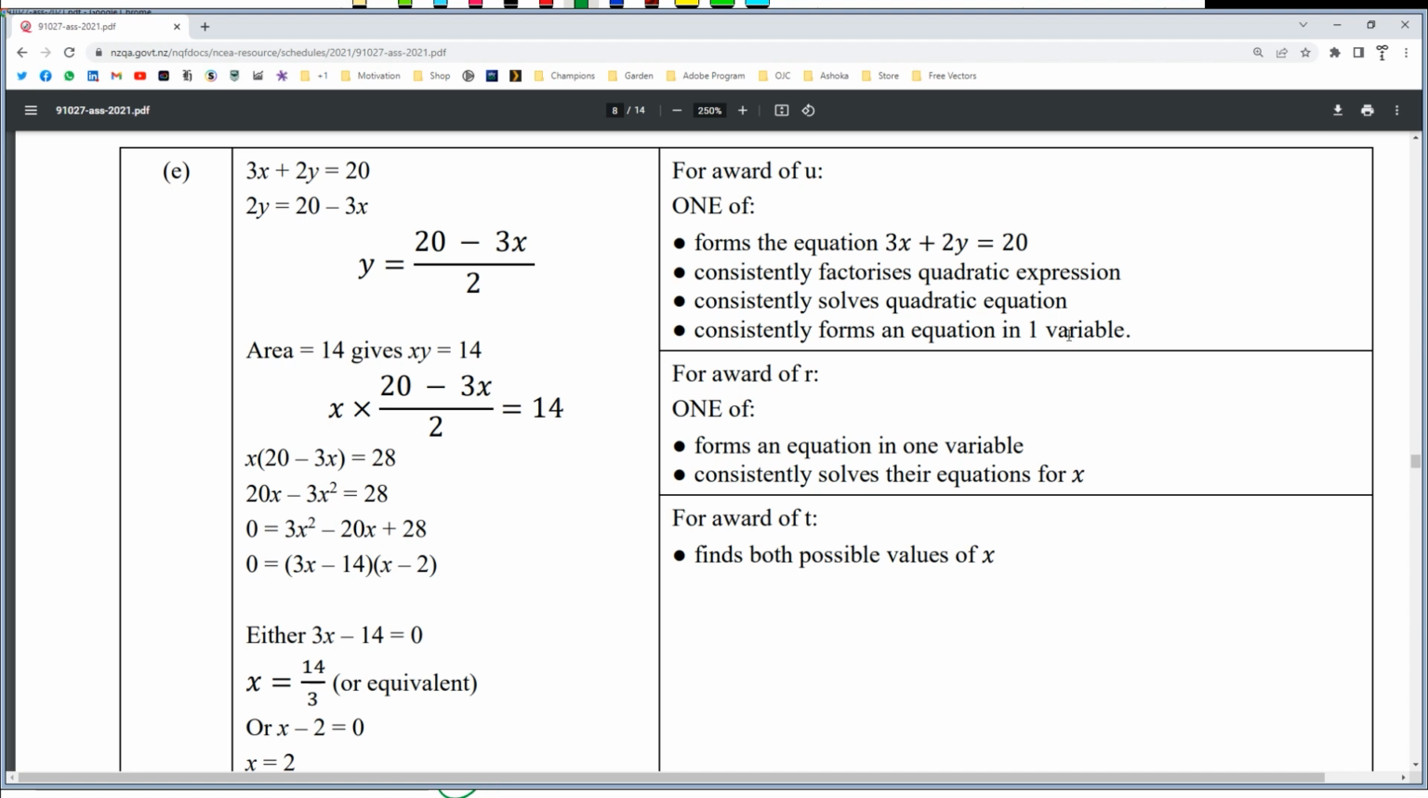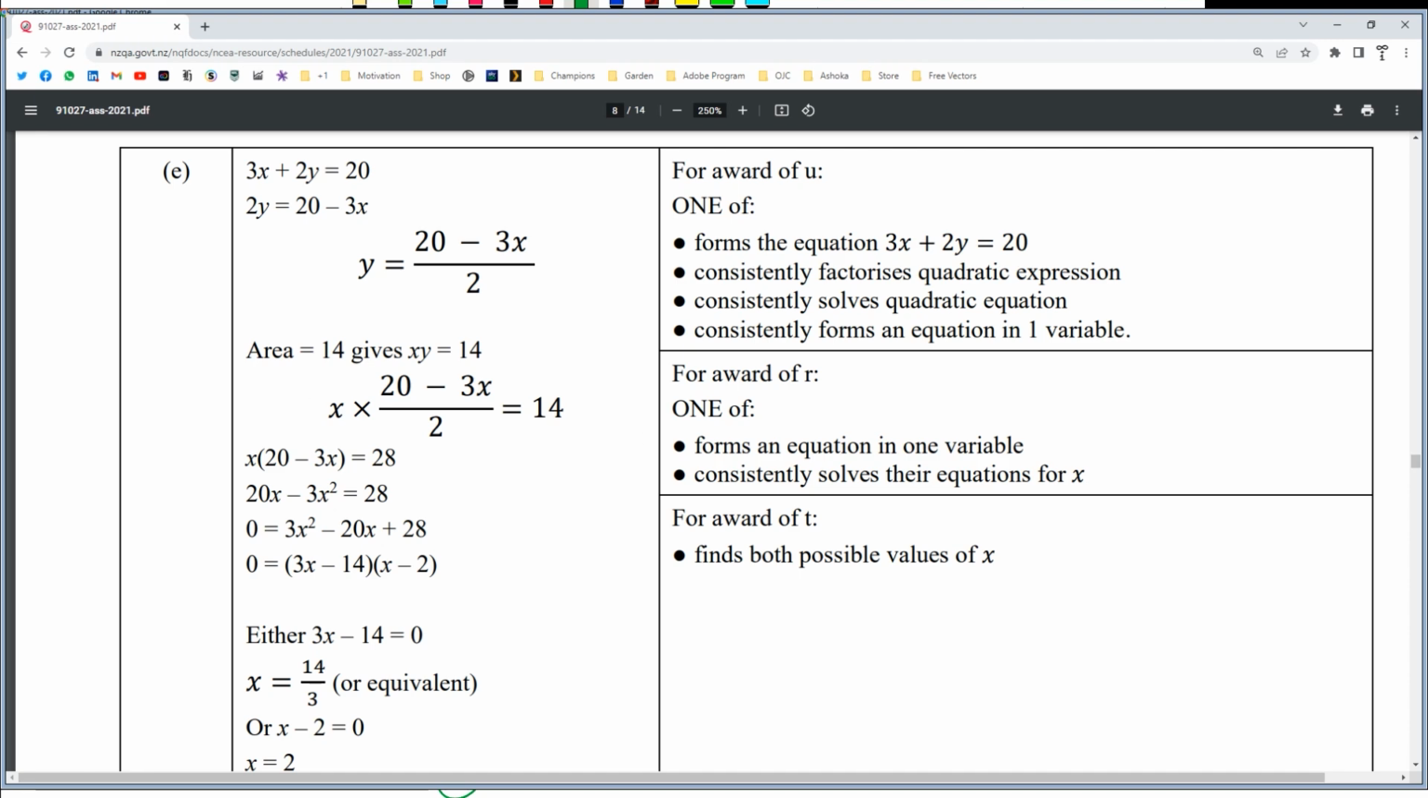Consistently forms an equation in one variable. So if you make a mistake with the equations, but you're still trying to show that you're making an equation with one variable, that's like having no y, but rather having all the x's. Or it could be the other way. You could have no x's and have all y's as well. Whatever. So that could also work.